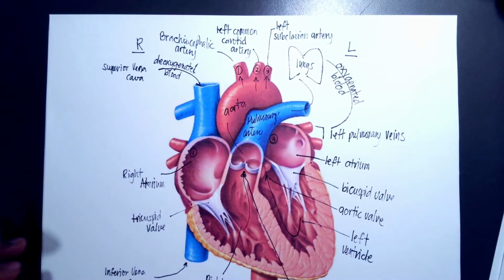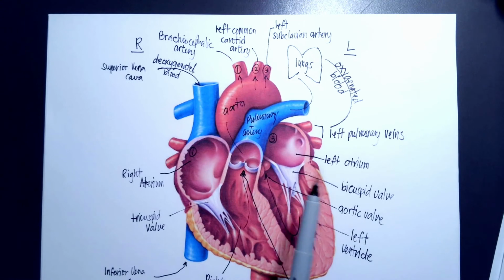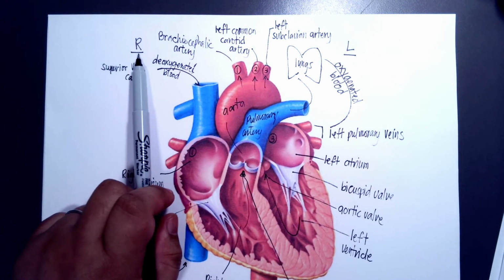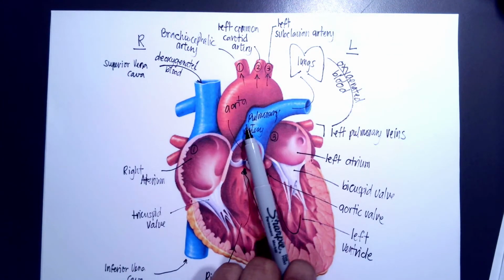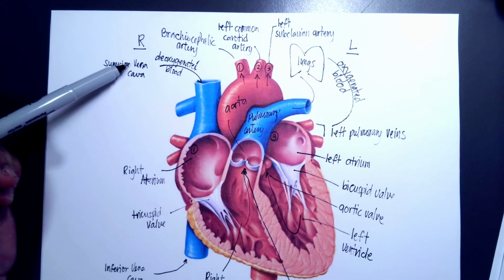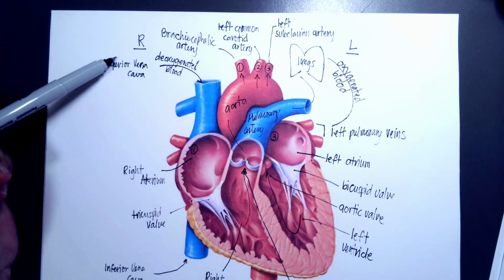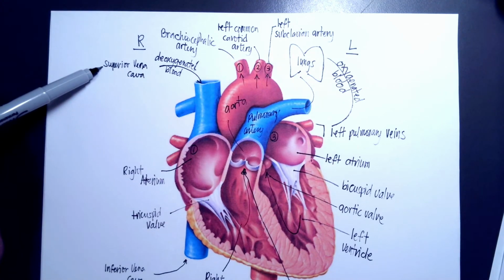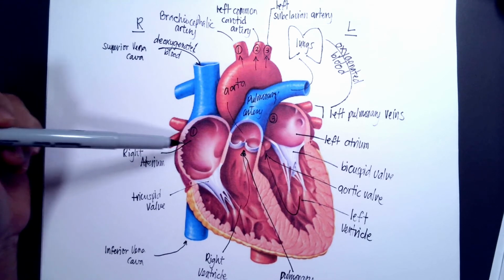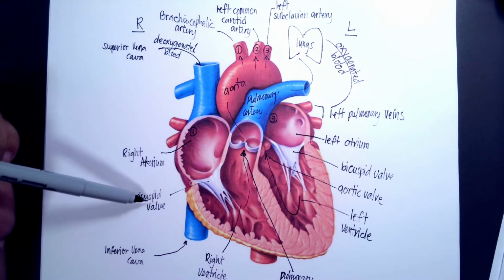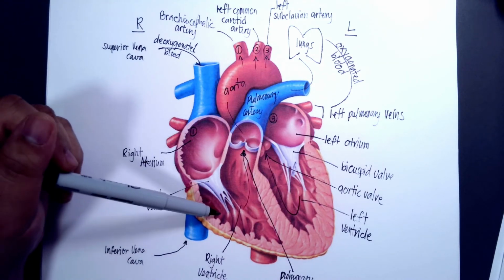Okay, so now let's review the blood flow to the heart. When you look at the heart, always remember that this side is the right side of the heart, and this side is the left side of the heart. The deoxygenated blood that came from the upper part of the body enters the superior vena cava, and the blood that came from the lower part of the body enters the inferior vena cava and goes to the first chamber of the heart, which is the right atrium, passes through the tricuspid valve, and enters the right ventricle.